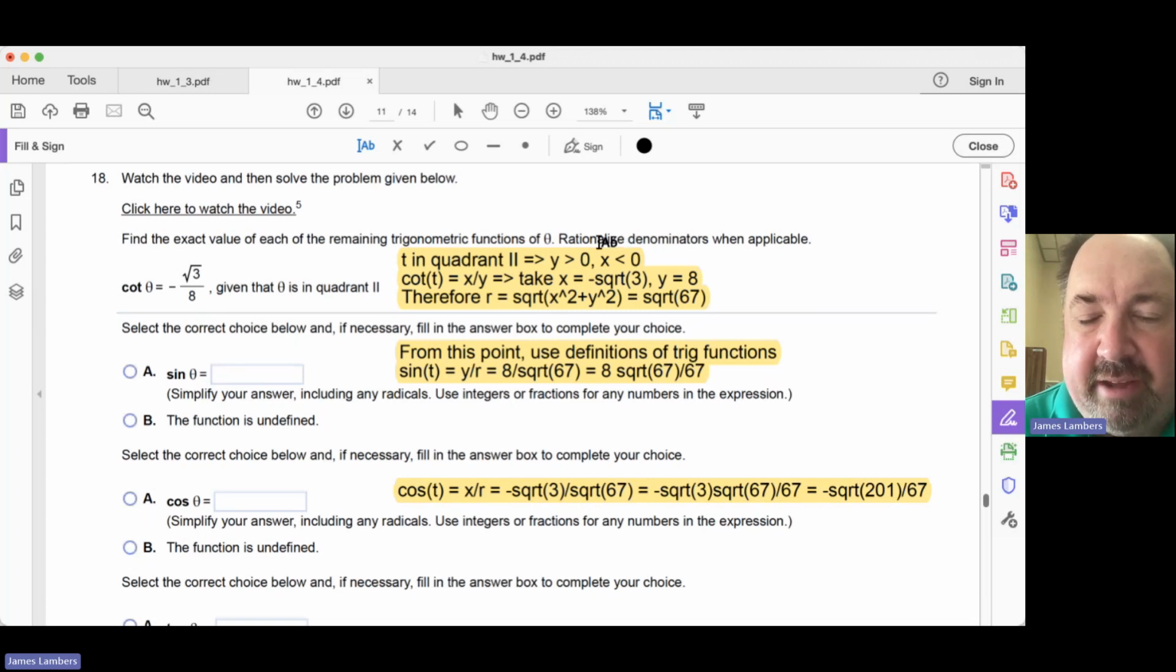So now that we have an x value and a y value, we can get an r value using the Pythagorean theorem. So now that we have x, y, and r, we can obtain the values of all of the other 5 remaining trigonometric functions. So sine t is y over r, cosine t is x over r, and so on. And again, be sure to rationalize denominators as needed.